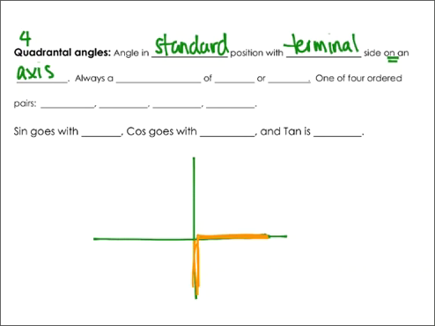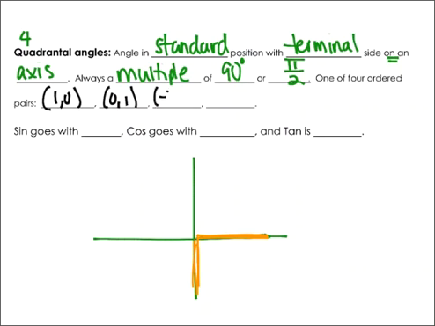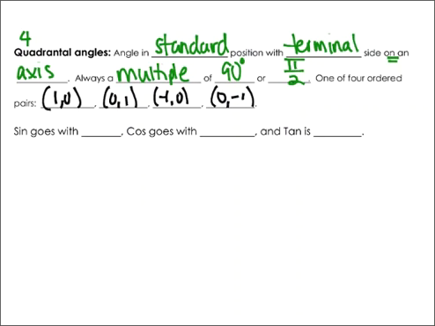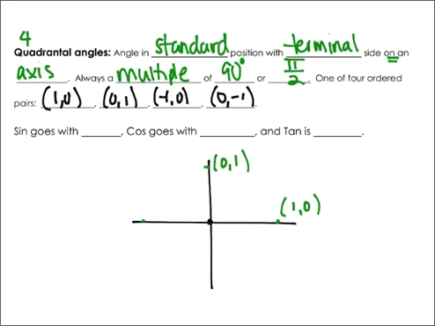Alright, these are always a multiple of 90 degrees. 90 degrees is the same as pi over 2. The 4 ordered pairs are always going to be 1, 0; 0, 1; negative 1, 0; and 0, negative 1. And again, these are just ordered pairs that you should be used to working with. So let me draw a new one here. This is 0, 0. If you go over to here, that would be the ordered pair 1, 0. Up here would be the ordered pair 0, 1. Back here would be the ordered pair negative 1, 0. Down here would be 0, negative 1.